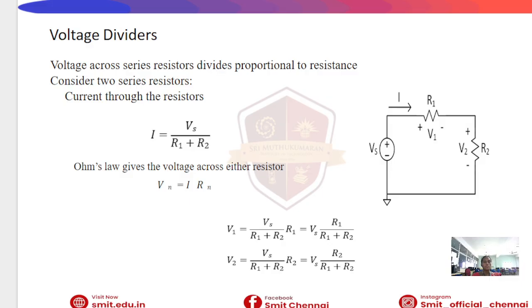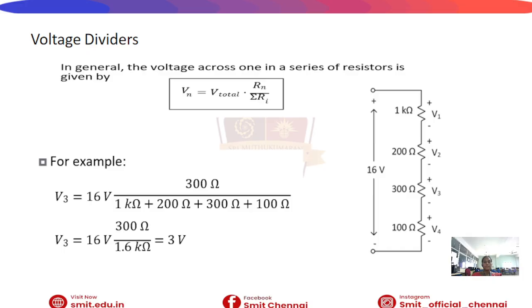The formula of the voltage division rule: the voltage across a particular resistor is equal to the total voltage times that resistor, divided by the sum of all resistances. So in general, the voltage across one resistor in a series of resistors equals the total voltage into the particular resistor divided by the sum of all resistors.